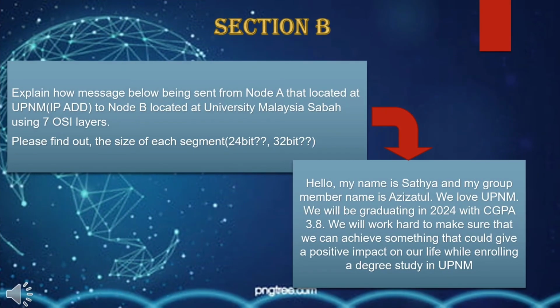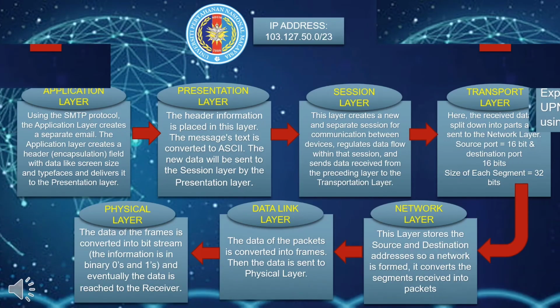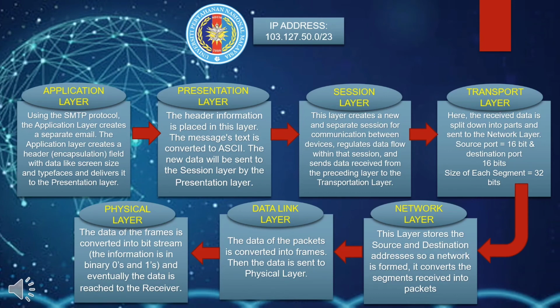I am Satya Ruben. Now I will explain how a message is sent from node A, located at National Defence University of Malaysia, to node B, located at University Malaysia Sabah, using the 7 OSI layers. The application layer in an OSI model is responsible for creating a spread email by using Simple Mail Transfer Protocol. The application layer creates a header encapsulation field with data like screen size and typefaces and delivers it to the presentation layer. Next, the header information is placed in the presentation layer.